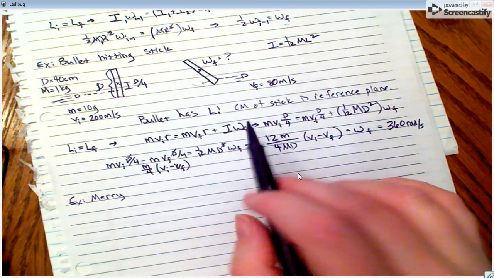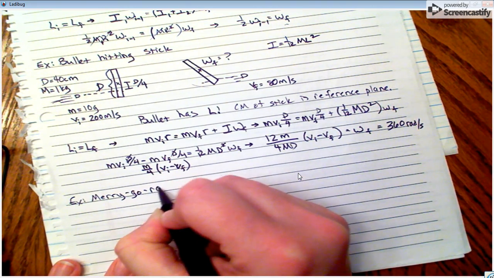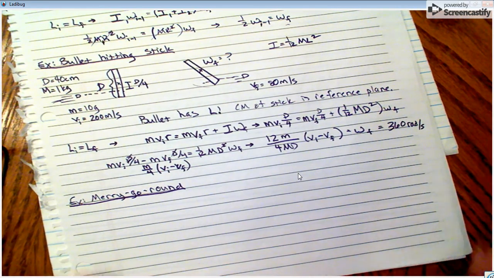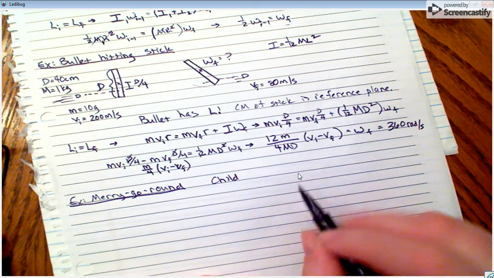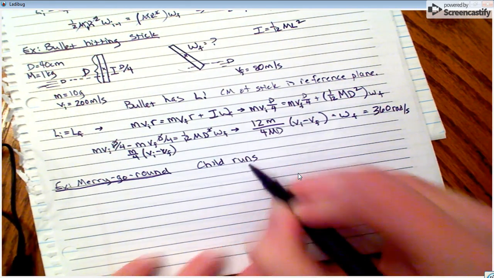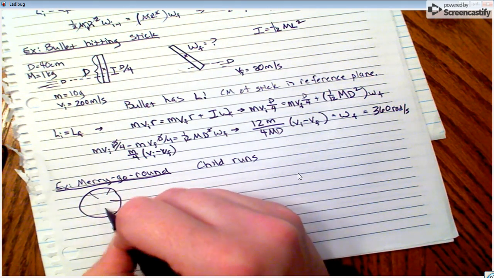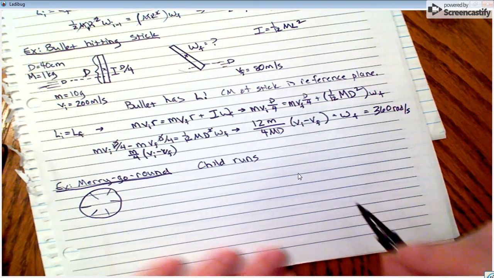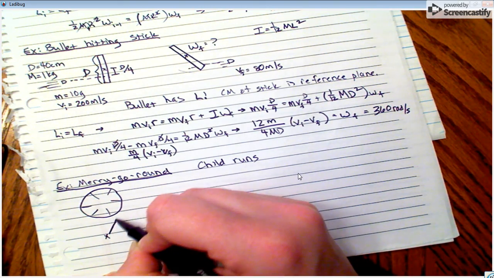One last example, we're going to do a merry-go-round. Now, this bullet hitting stick, this is a really common type of problem I see for AP problems, and so is this type of merry-go-round problem. So you need to know how to do these. The scenario for the merry-go-round: this is kind of an aerial view of it, with all the bars where the kids stand. So the child is running, and this is the kid. He runs and he jumps on it.